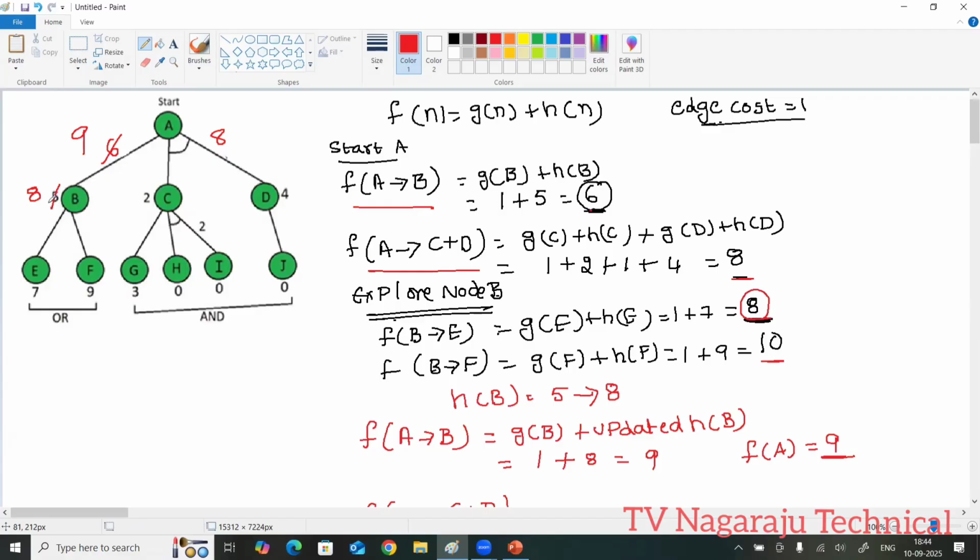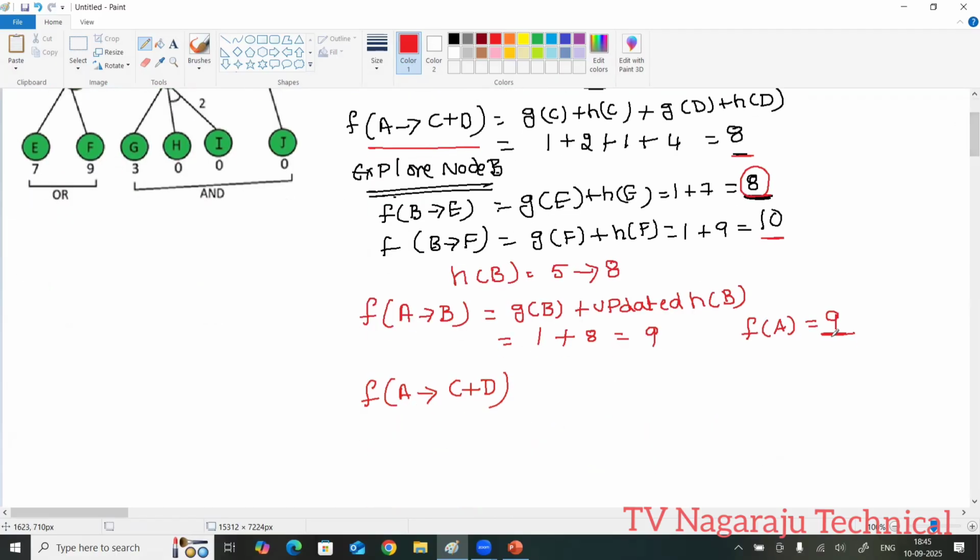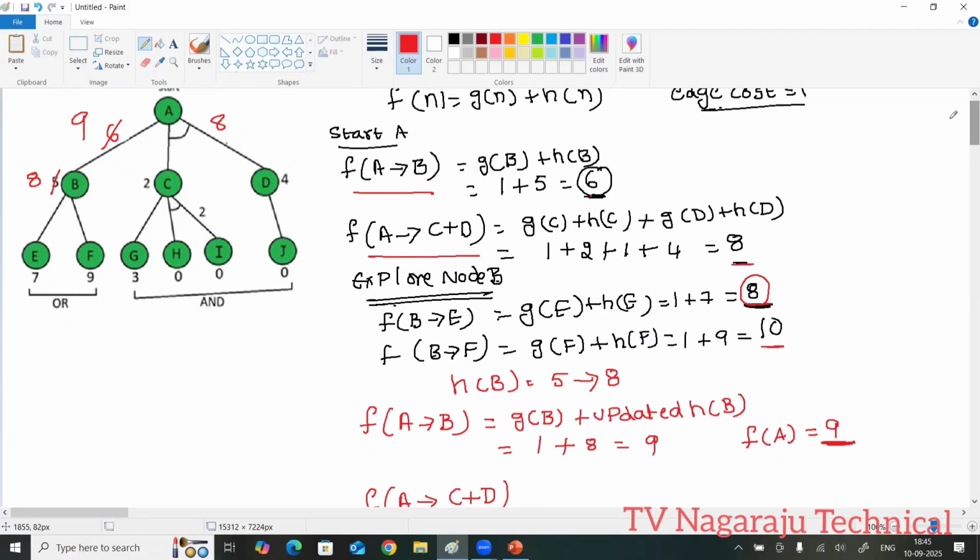Now initially they gave B to E for the first time. For A there is no value given. That is the reason I updated with 6. I updated with H. Now B is with the value H. B is with the value initially 5. Now it is updated to 8. Whenever a node is updated, obviously their parent is also updated. So I am again calculating from A to B and A to C plus D. If I am calculating A to B, the value is equal to 9. Here previously what is the value? 6. So update to 9. Suppose here if you are getting 6, no need to update.